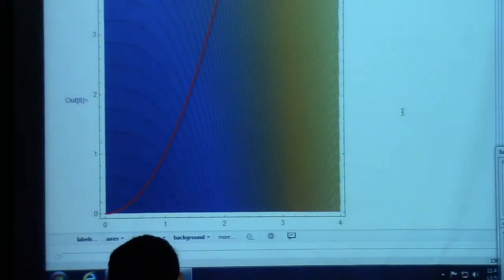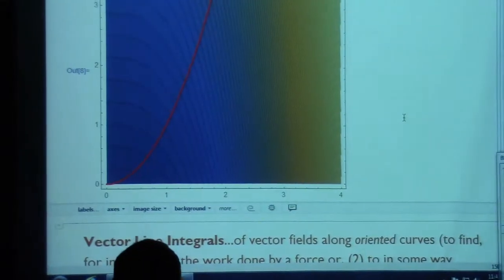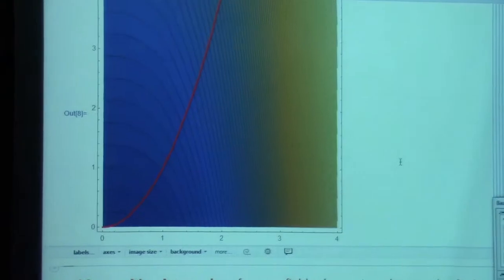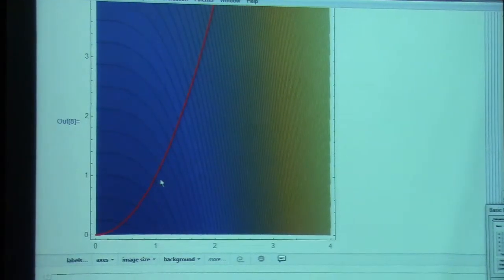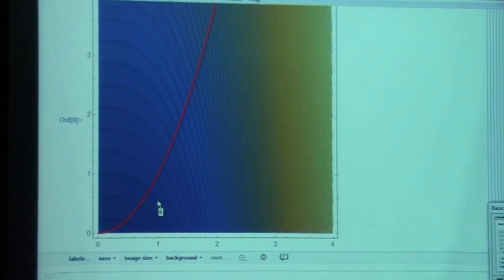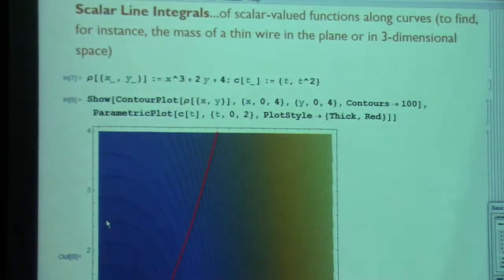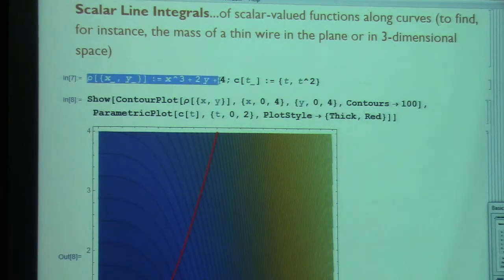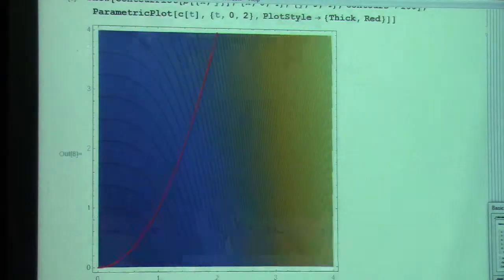There we have it. You might be wondering, well, that density function is defined over the whole plane. What about the wire? You don't worry about the fact that the density function is defined over the whole plane. You only focus on its values on the wire. The value rho of (0, 0), look at the formula up here, is 4. That's the minimum density, 4 grams per centimeter.